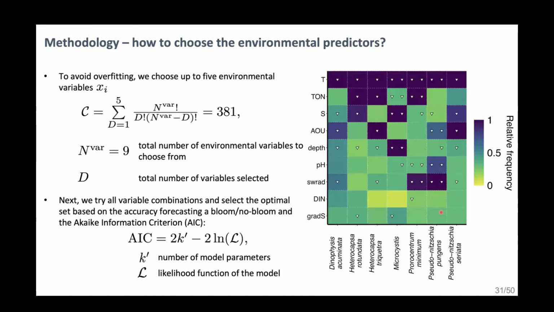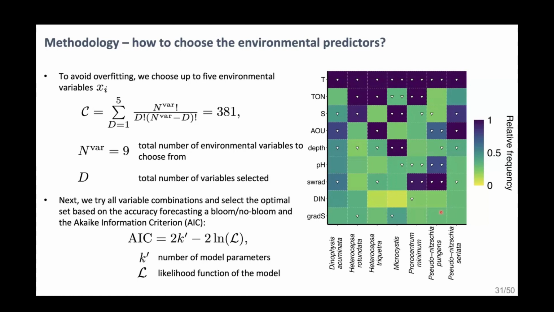And why is this also interesting? Because in the next step, we can quantify the relative importance of an environmental variable when we are interested in bloom occurrence. And this is shown here. This is quantified by the relative frequency. How did we estimate this?